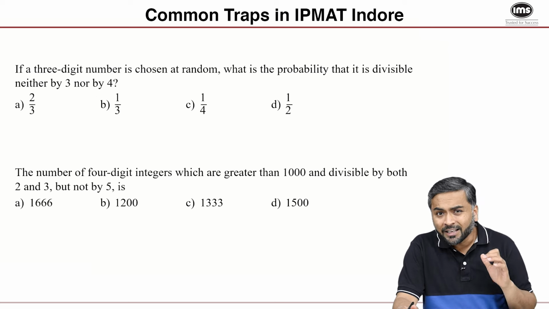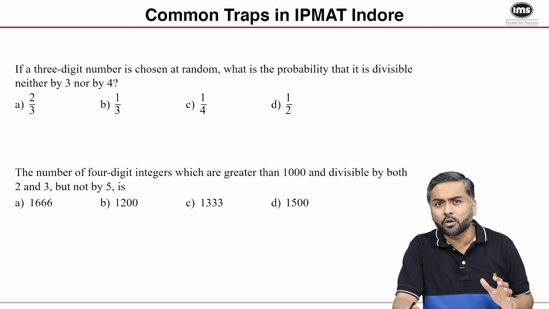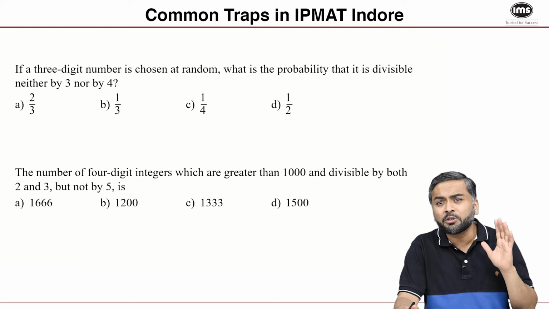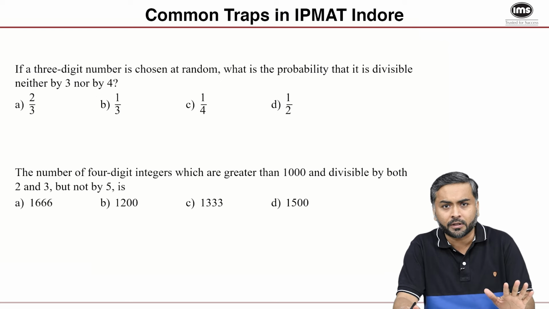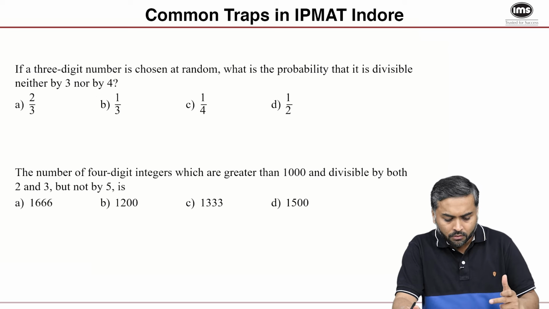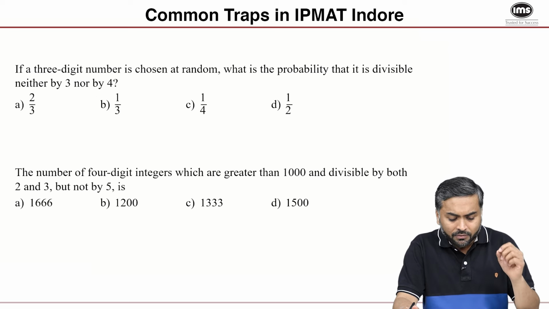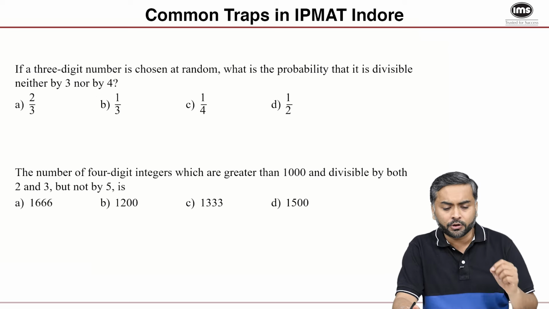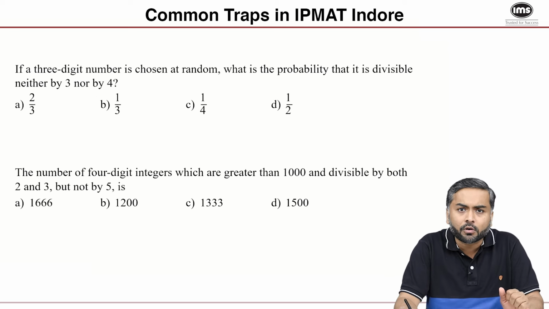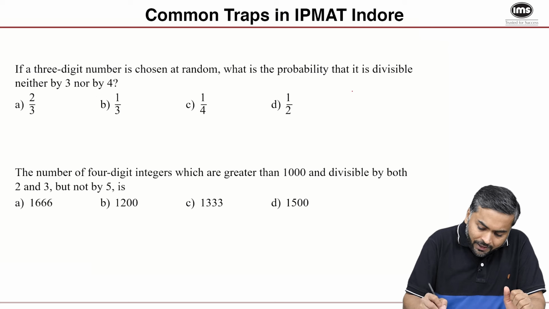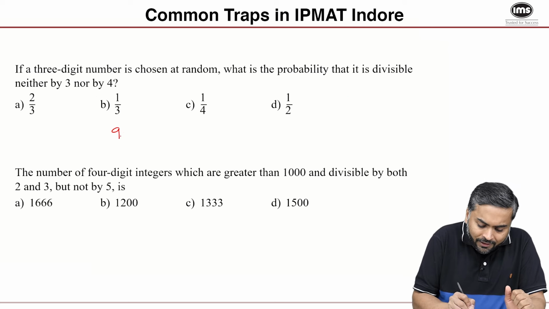In the last 5 years, I have seen a similar question being asked 3 times in IPMAT Indore. Though both the questions are the same according to me. If you look at the first question: if a 3-digit number is chosen at random, what is the probability that it is divisible by neither 3 nor 4? There are a total of 900 3-digit numbers.